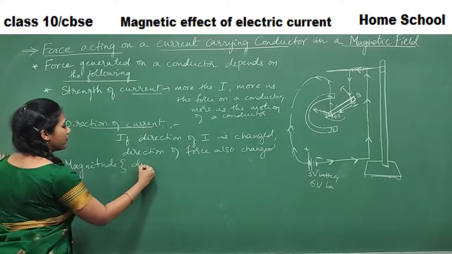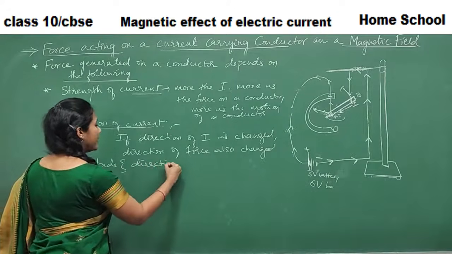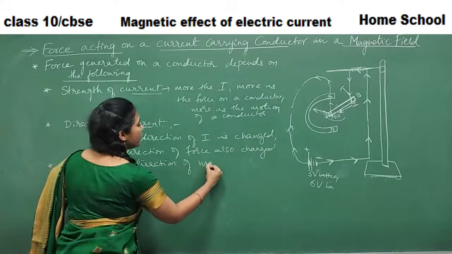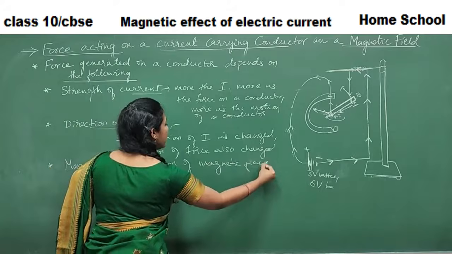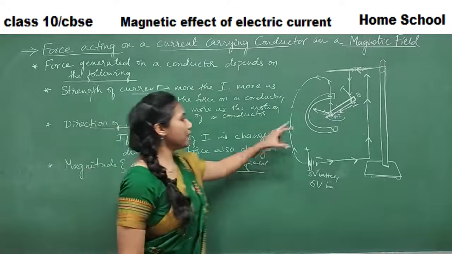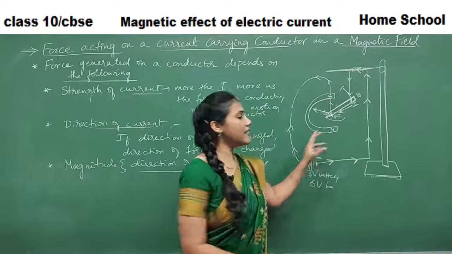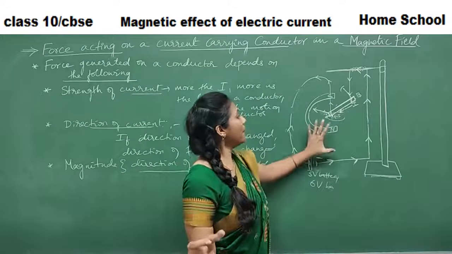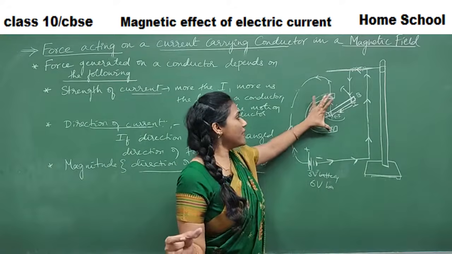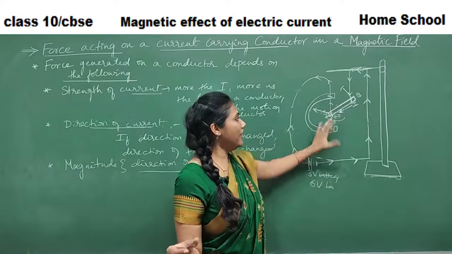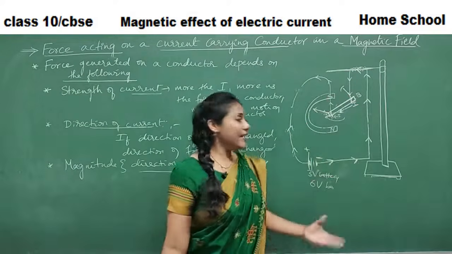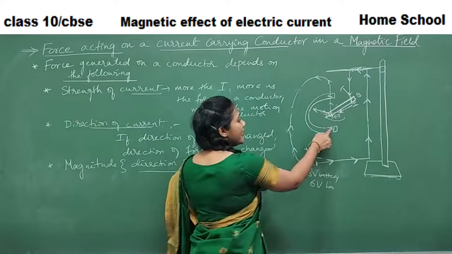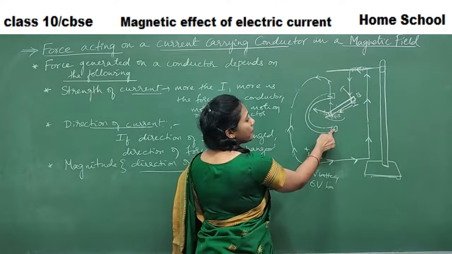Clear? Fine. The third factor is magnitude and direction of magnetic field. Say already some permanent magnet we are keeping here. This will have a certain magnetic field. So the more the strength of this magnetic field, the more will be the force acting on a conductor. And same way, say now I'll keep the north pole here, south pole here.